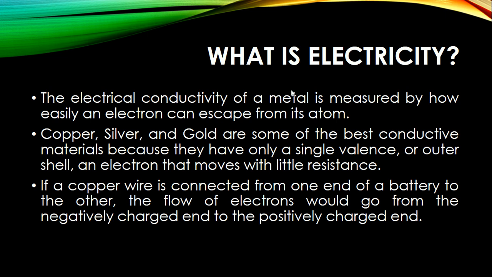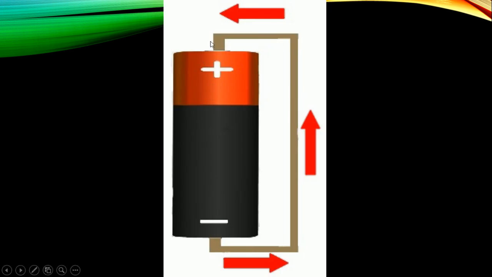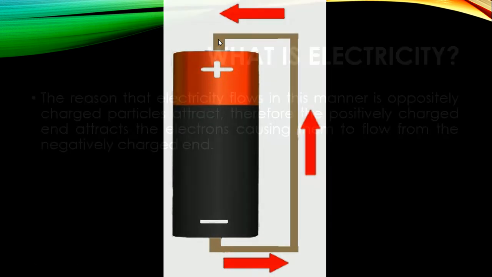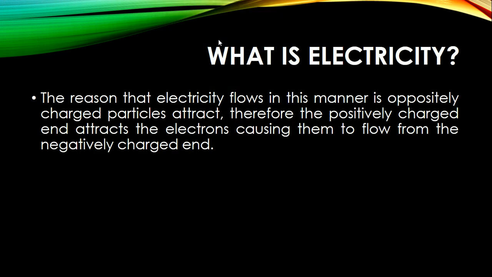And if a copper wire is connected from one end of a battery to the other, the flow of electrons would go from the negatively charged end to the positively charged end. So for example, you have this copper wire. From negative to positive, the negative electrons will be attracted to the positive. That's why the flow of electricity goes this way. The reason electricity flows in this manner is that oppositely charged particles attract. Therefore, the positively charged end attracts the electrons, causing them to flow from the negatively charged end.